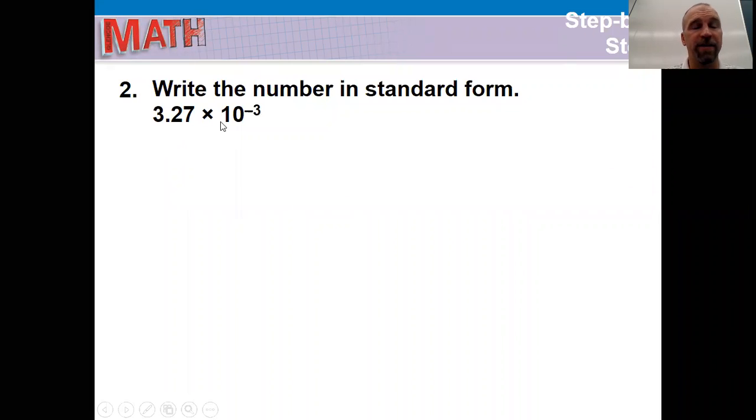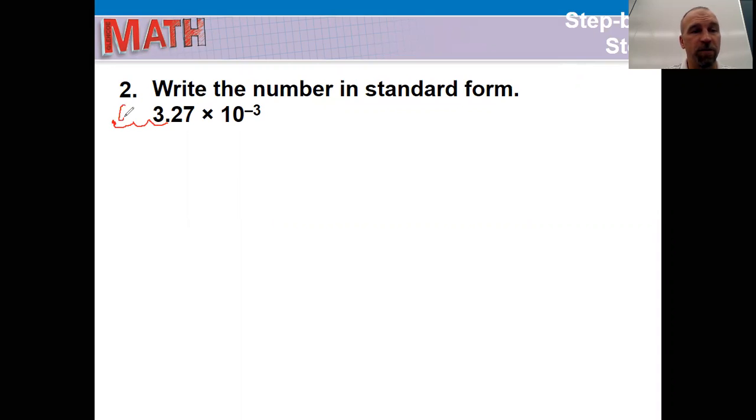3.27 times 10 to the negative 3rd power. Exponent's negative. Therefore, it's going to make a very small number, a teeny tiny decimal. And I'm going to move the decimal point, in this case, 3 places. And to make it small, I'm going to move it to the left. So if I move it to the left, I go 1 place. And now I have 2 and 3. There's my new decimal point right there in the front.